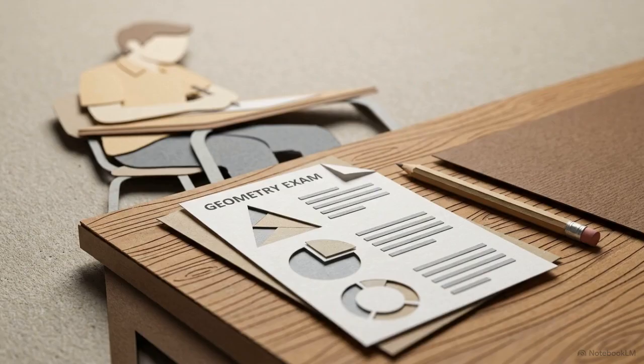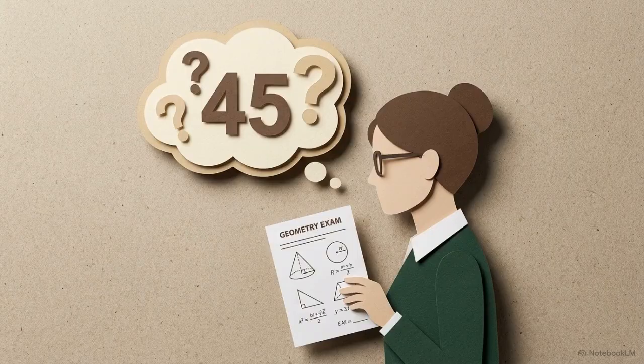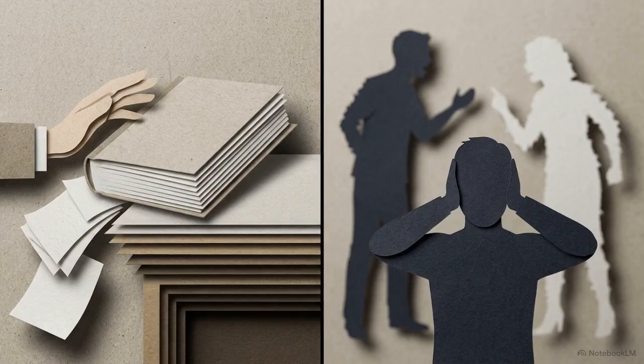Let's look at a practical example. Say a high school student hands in a standardized geometry exam and they get a 45 out of 100. Now you have a dilemma. Does that failing grade mean they don't understand the math? Did they refuse to study? Or is there an external environmental issue blocking their learning?